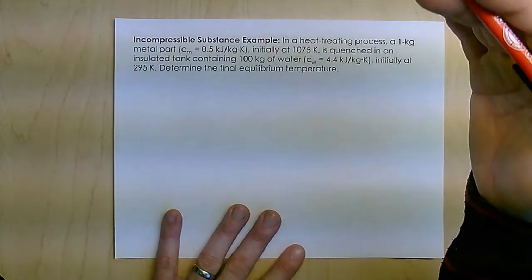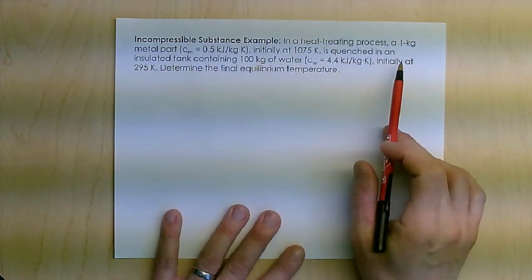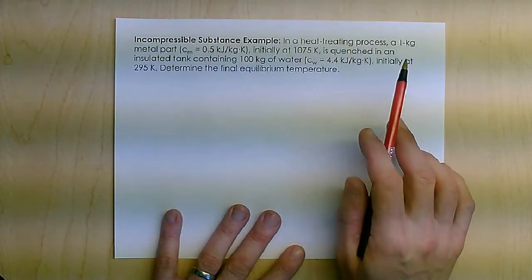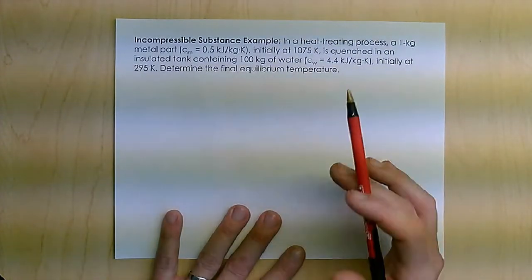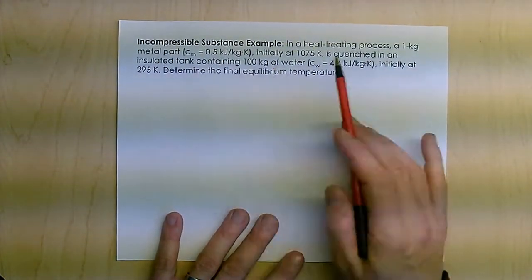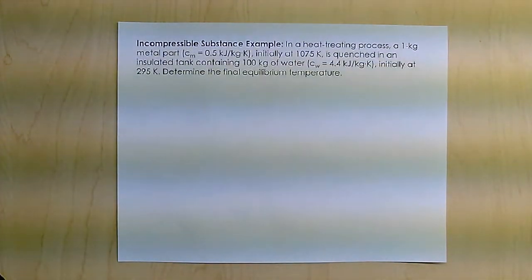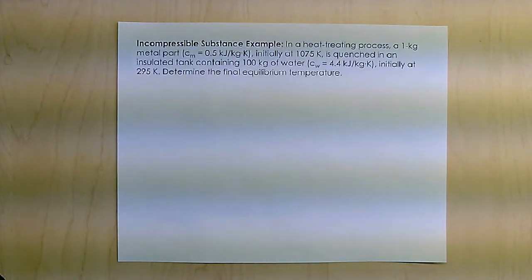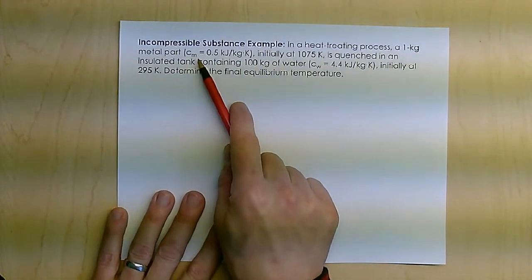That means it's going to take more energy to raise the water than it does to raise the metal. Anyway, the water's initially at 295 Kelvin. It wants me to find the final equilibrium temperature. So again, we're going to use specific heats here. Again, we do that with incompressible substances like metal. Certainly for the metal we would, because we do not have tables.